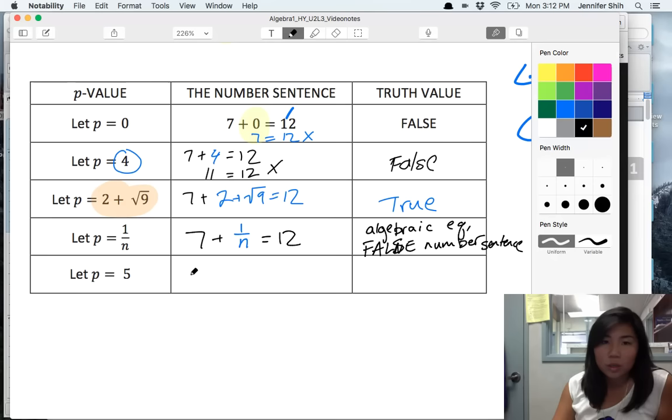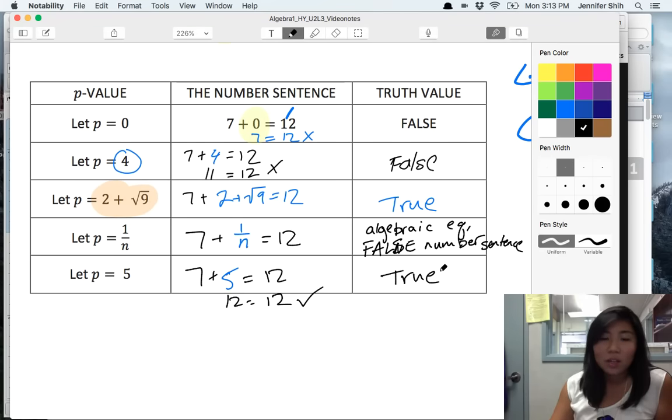So let's do p is equal to 5. So we have 7 plus 5 is equal to 12, and you go, 12 is equal to 12? Yes. So if p is equal to 5, then you have a true number statement.